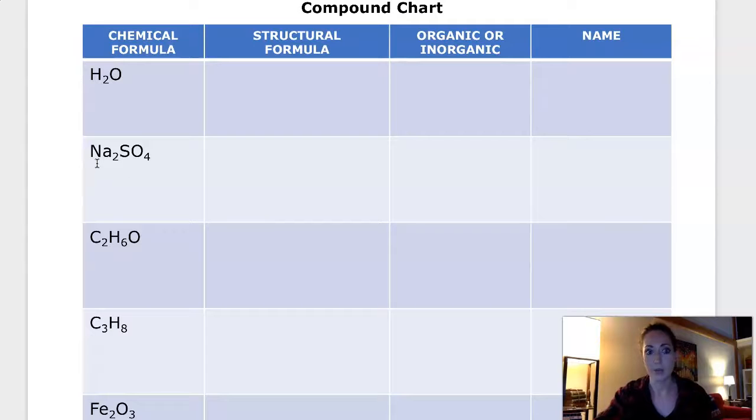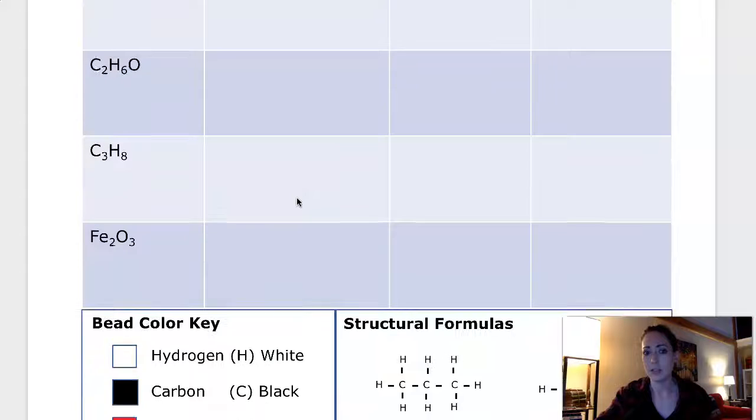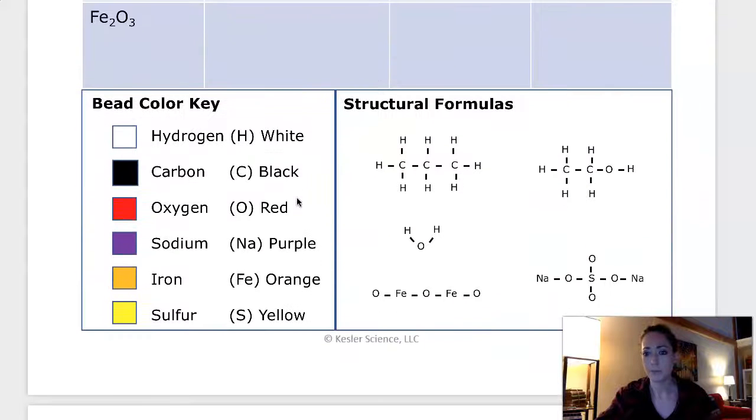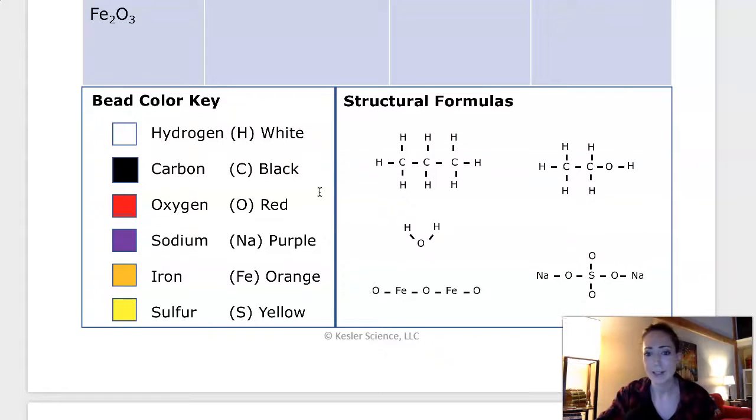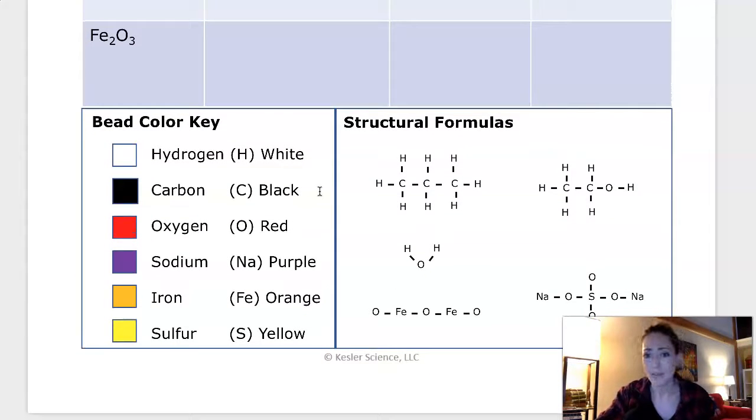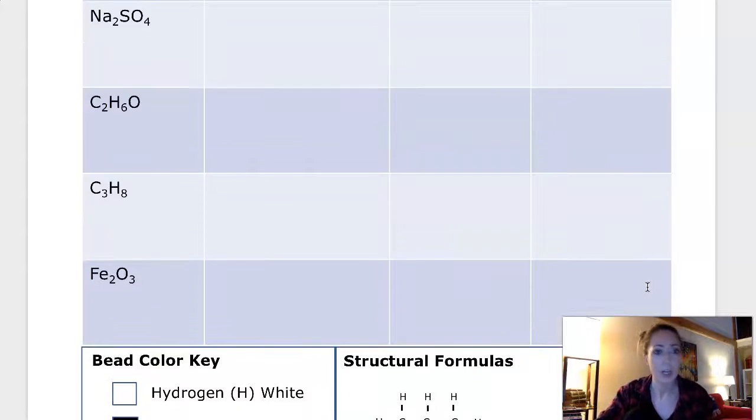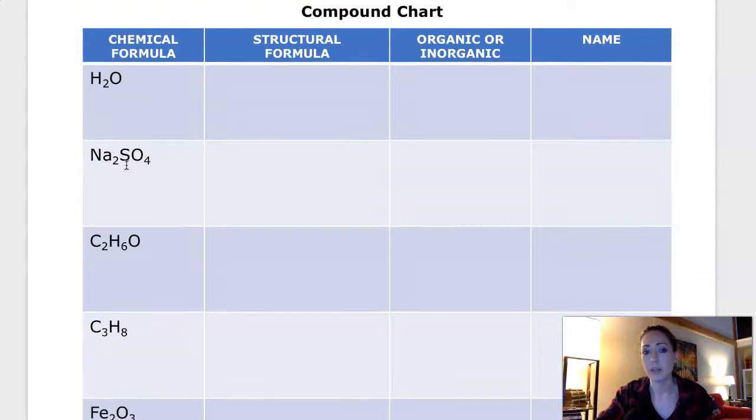Na, so that's sodium, 2 of sodium, 1 sulfur, 4 oxygens. So I'm going to look down here and I'm going to go, which one has 2 sodiums? Wait a minute, there's only one that has any sodium in it anywhere. So it has to be this. This is my structural formula for sodium sulfate. Sodium with sulfur and oxygen, sodium sulfate.